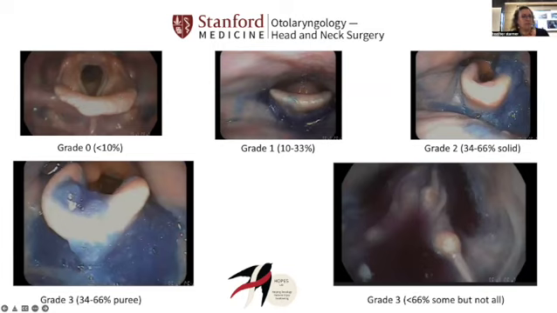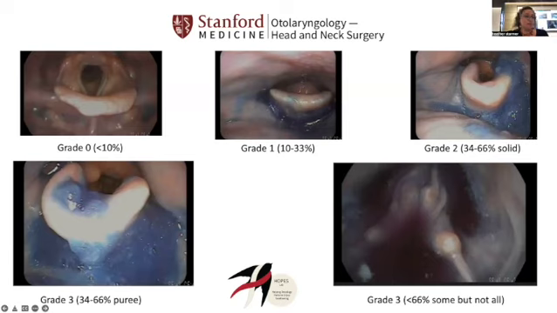Here we can see there's a little bit more pooling, just a little bit more in the molecular space. We can't see the piriforms particularly well, but we're probably up towards more 10% in terms of residue. We can see here in this grade 2, again, we're increasing. We can see more of the molecular recess filled as well as the lateral channel.